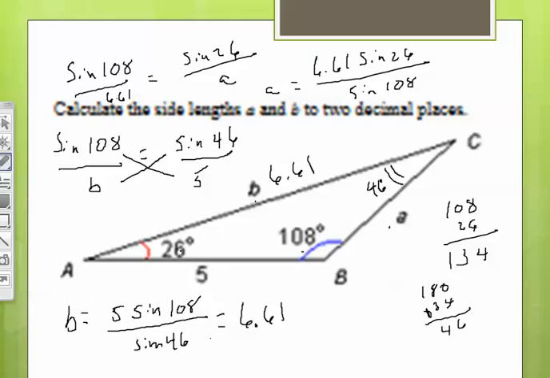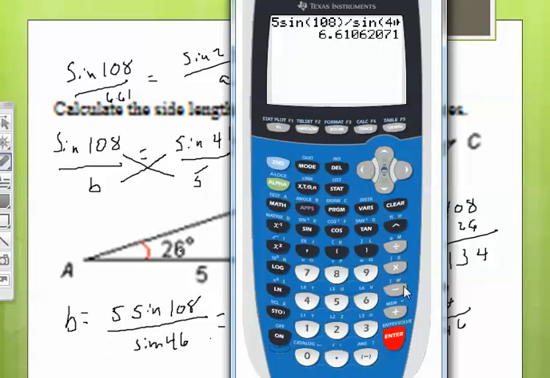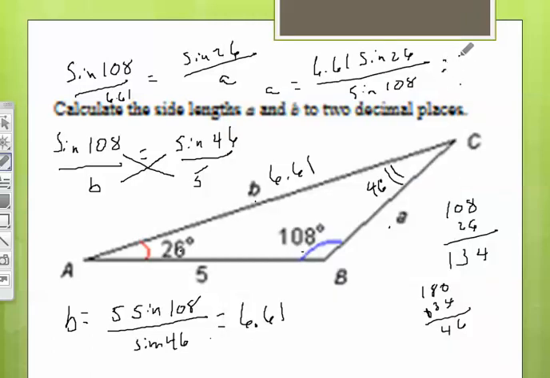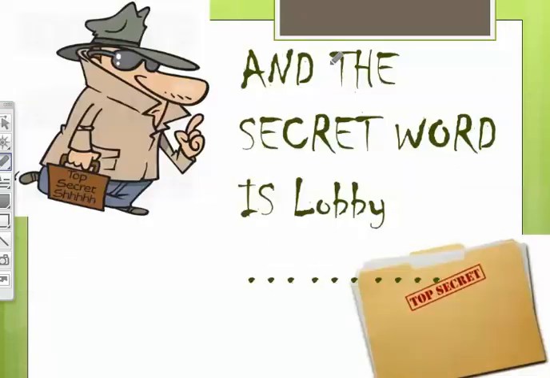So once again, bringing up my calculator, I would say 6.61 times sine 26 divided by sine 108, parenthesis, and I get 3.05. So this one is 3.05, and I think we have found all three angles and all three sides. Okay? You see how I'm using the law of sines there?